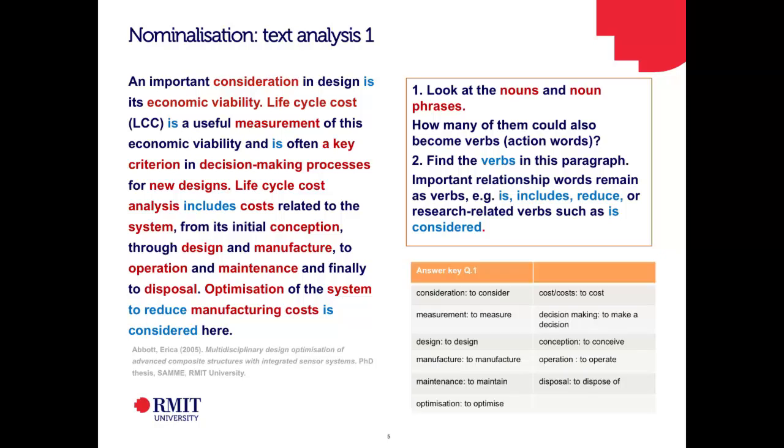Here's the answer key. I've identified 11 verbs that have been nominalised. That's a lot in a single paragraph, isn't it? You can see that by turning them into noun phrases, the text becomes more concise. Notice the verbs marked in blue. These emphasise relationships between ideas or denote research actions, such as the final sentence, optimisation of the system to reduce manufacturing costs is considered here. Pause this again if you'd like to look more closely.